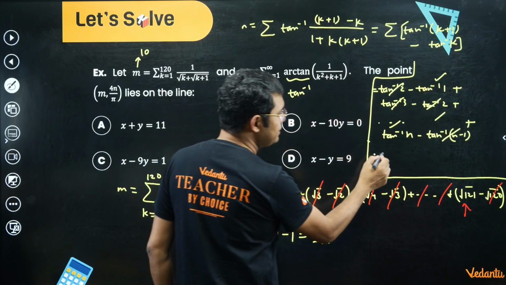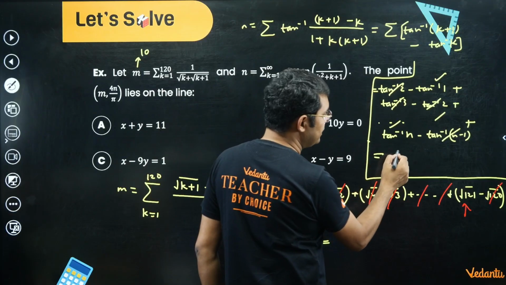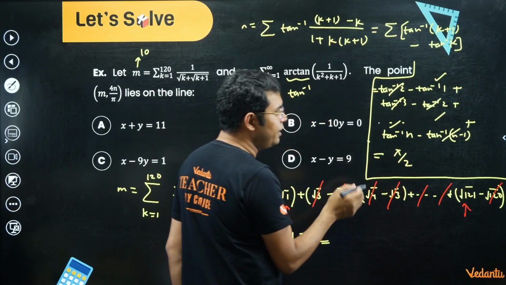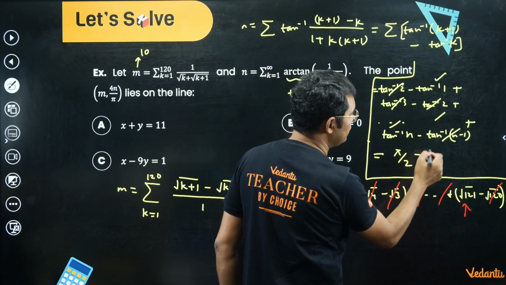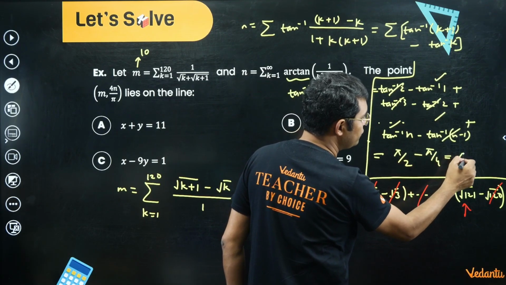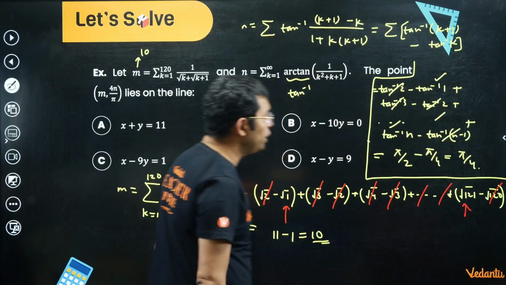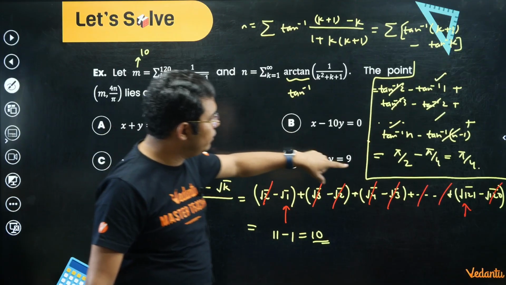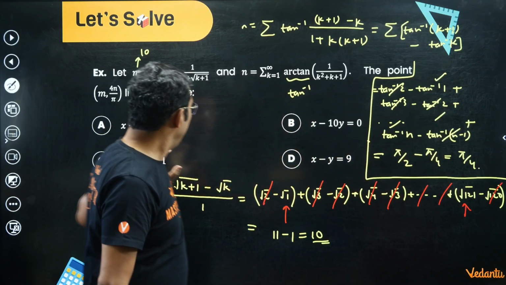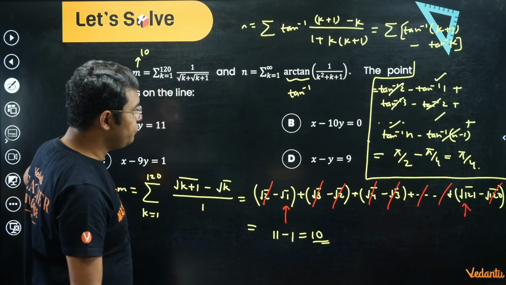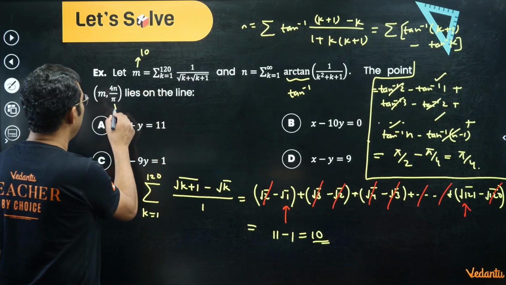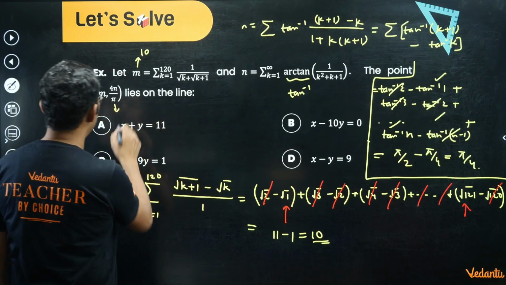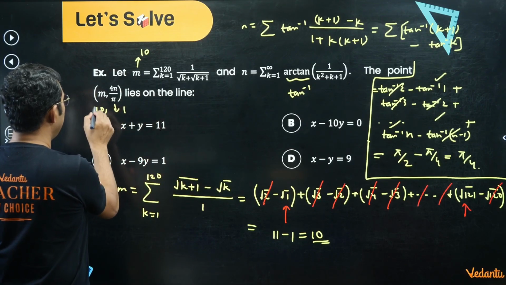And when n is tending to infinity, I can write this as pi by 2, because tan inverse infinity is pi by 2, minus tan inverse 1, that is pi by 4. This becomes equal to pi by 4. Okay, they are saying limit k equal to 1 to infinity. I think that will be pi by 4. And then this 4n upon infinity value will be, I think, 1. The point is 10 comma 1.